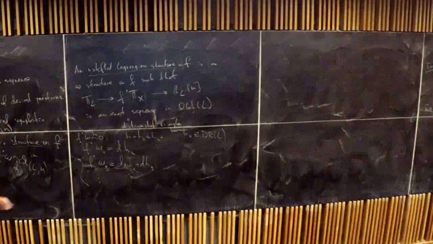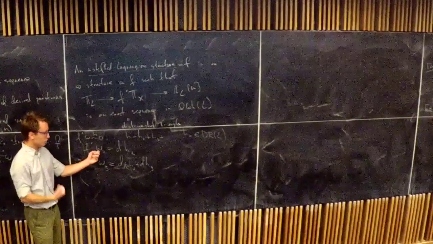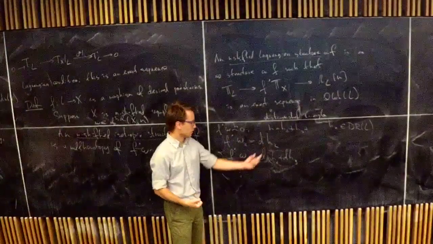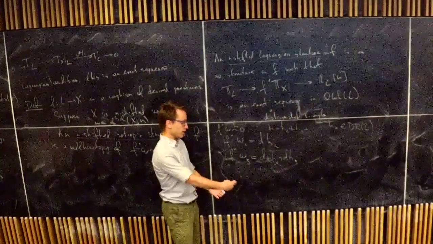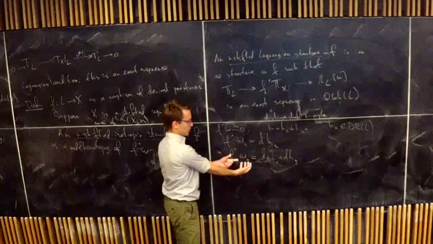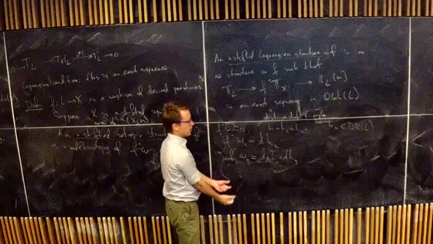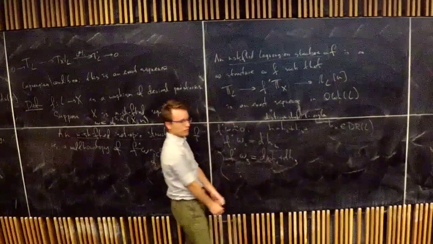So the first condition is saying that omega 2 as a 2-form is null homotopic, and then the other conditions are saying that the homotopies witnessing the closure data are themselves null homotopic as well.